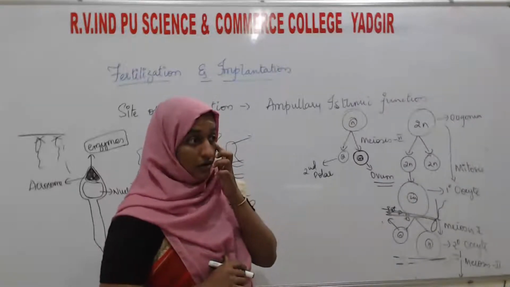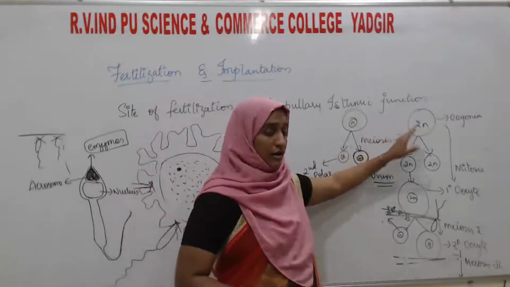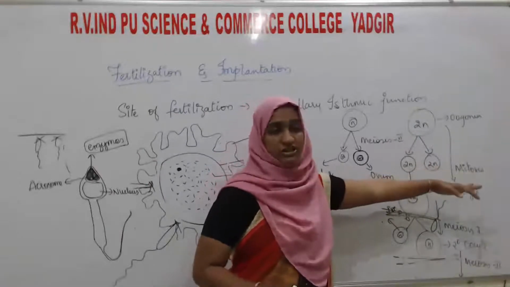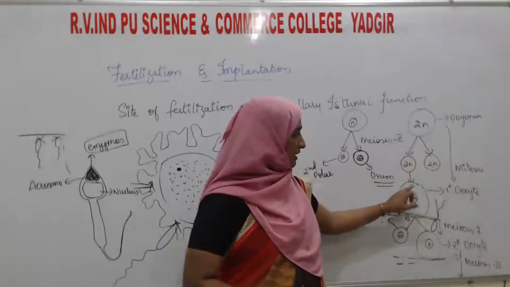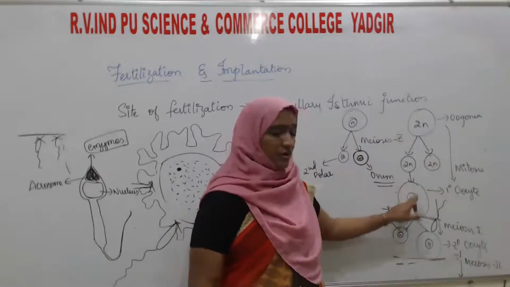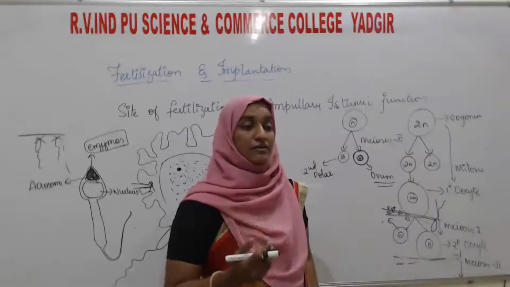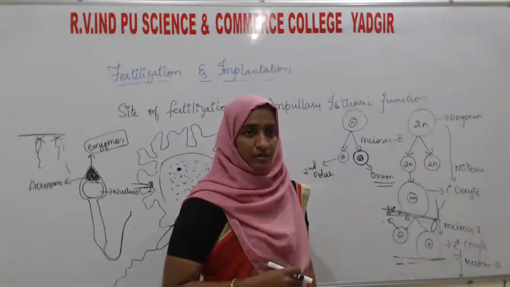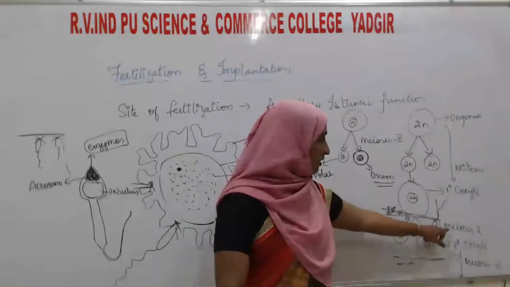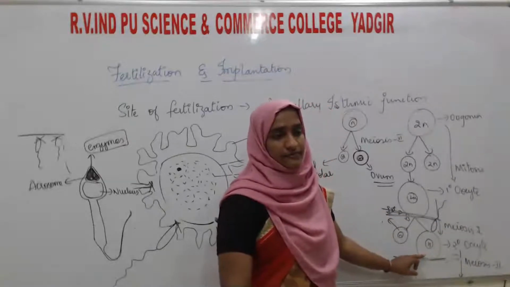Understood? Once again, when oogonia undergo mitosis, they form two cells. One is going to degenerate and the other undergoes the further growth phase. Here a big cell is going to form due to the unequal division of cytoplasm. So this is the primary oocyte. Again, this will undergo meiosis 1 division, which is also an unequal division.